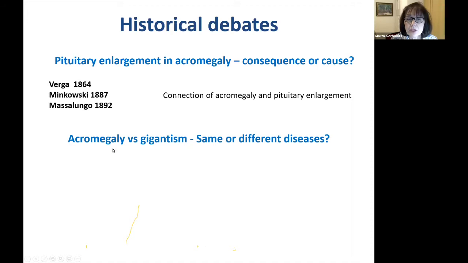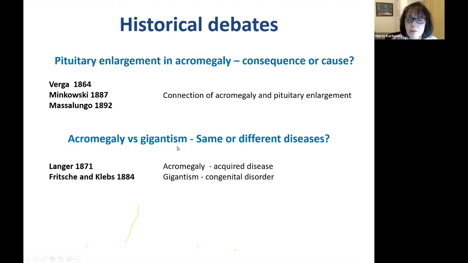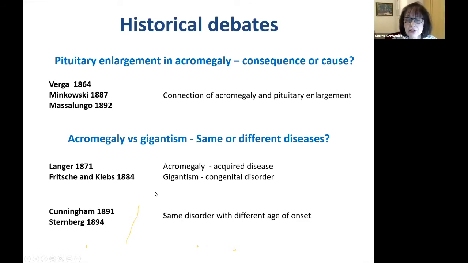And then the other question is, acromegaly and gigantism, same or different diseases? Some people said that acromegaly is an acquired disease in adulthood, while gigantism is a congenital disorder. Some other doctors suggested that this is the same disorder and really it's just a difference in the age of onset. If it starts in childhood, it's gigantism, and if it starts in adulthood, it's acromegaly. Well, we will see that actually both sets of doctors were right in one way or another.